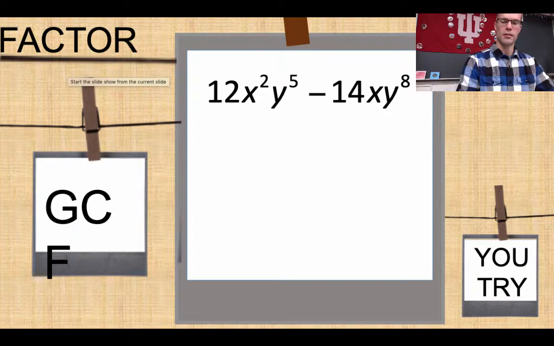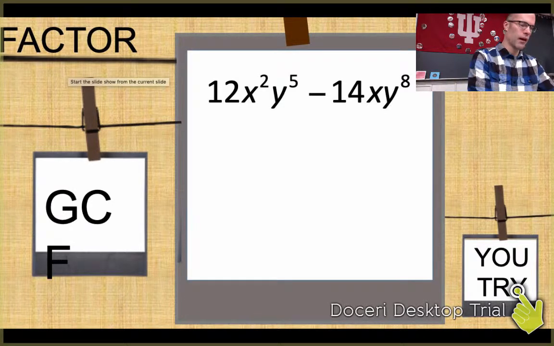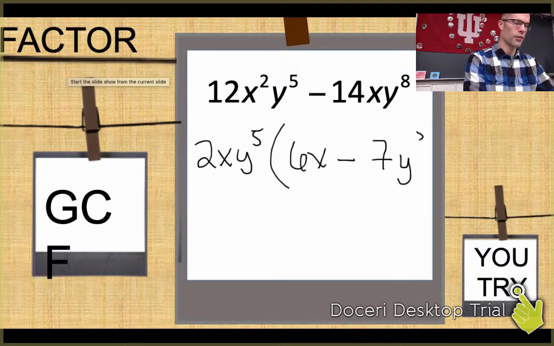Alright, so go ahead and pause the video, try this one by yourself, and then hit play when you're done. So we take a look at the 12 and 14. I can't take a 12 out of 14. So 6, nope, can't take a 6 out of 14. So then 3, nope, 2. So I can take a 2 out. I can also take an x, and then y to the 5th, y to the 8th. I can take a y to the 5th out. So then I'm left with 6x, oops, no y, minus 7y to the 3rd.